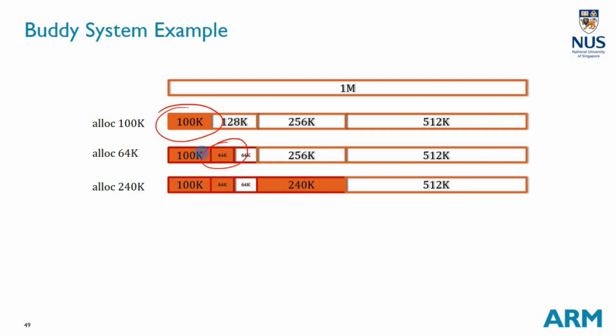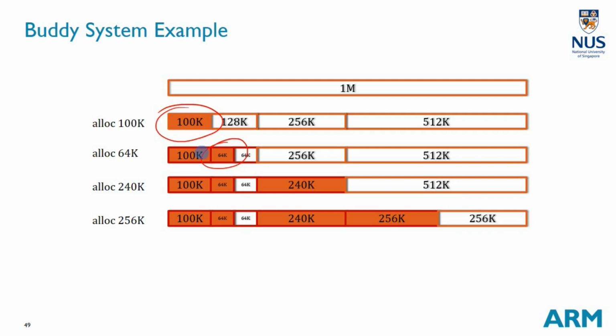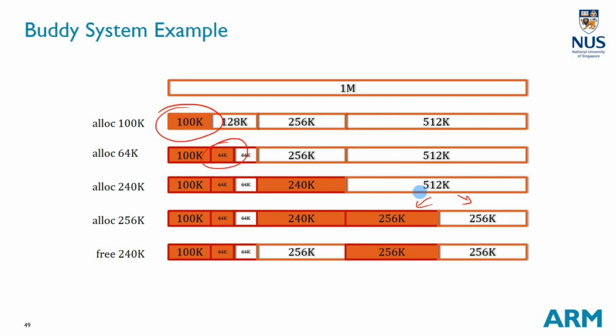So you can see that in some cases there will be memory that is unused, because of the fixed size allocation based on the closest available size that matches the request. How about if I want a 256k? I can break up the other 512k into 256 and 256. So over here I break it up, and then I allocate one. So when I free the 240k, what happens? I free it up, and I get the full 256k back.